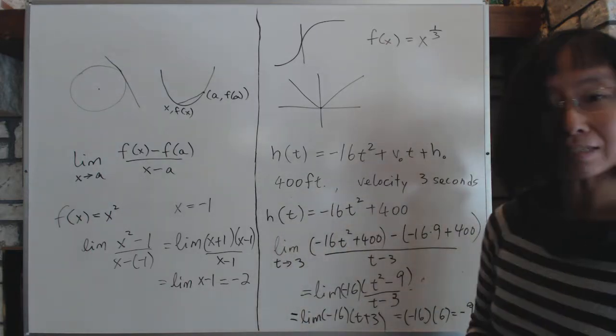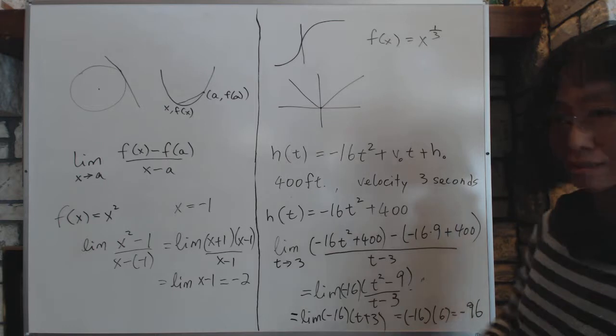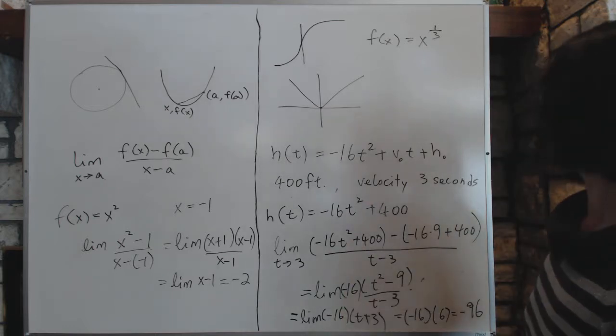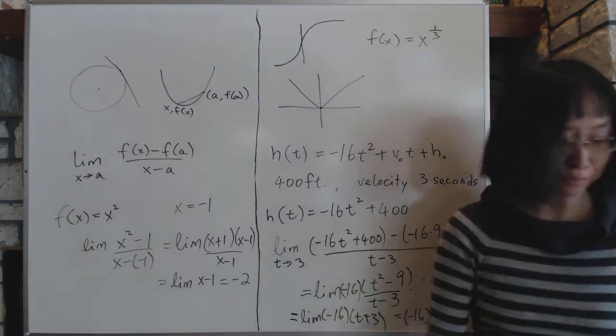And that is our velocity. The negative just means it's aiming downwards. And in the next video, we'll do a couple more examples.